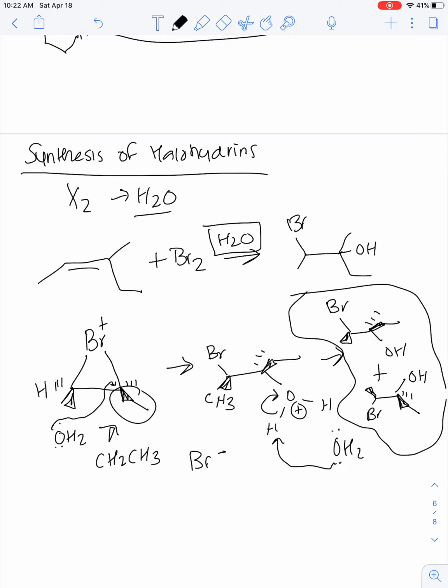We're going to have anti-addition of the water molecule, again, because that brominium ion is going to form, and then we're going to have that backside attack of our more nucleophilic water molecule. Once we have the attack of our water molecule onto that more substituted carbon, we have to deprotonate one of those protons by using water as our weak base, which will result in most commonly two products, unless, again, you have something that's very bulky in the reaction or in the alkene initially, then you'll have one major product.